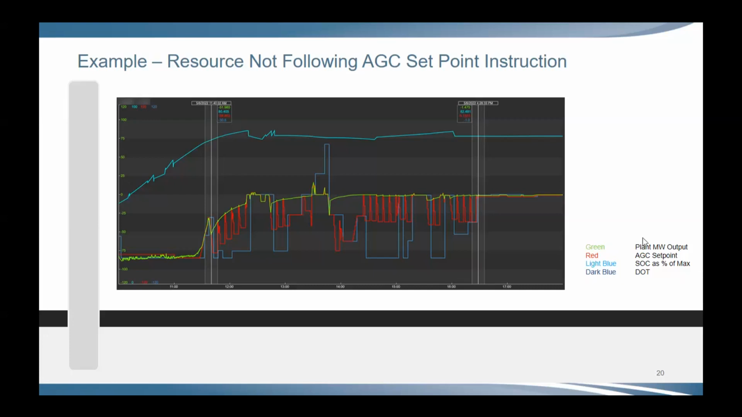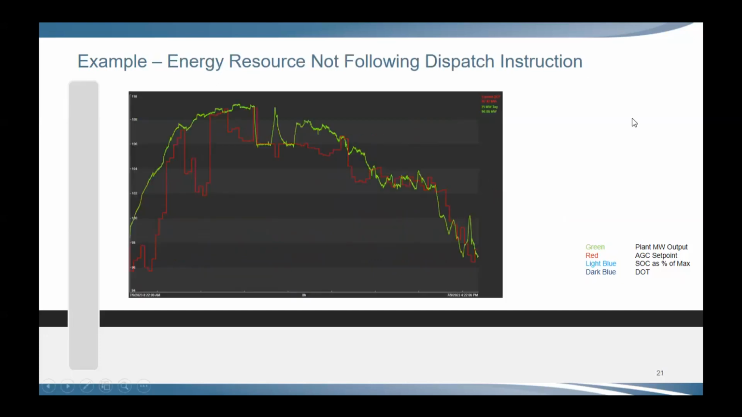So this is an example of a resource that is not following their AGC set point instruction. And this next one is an example of an energy resource that's not following its dispatch instruction. Again, you could see that for a lot of the time during this particular day, the resource is not following the AGC set point. It's not following where it's supposed to be going.